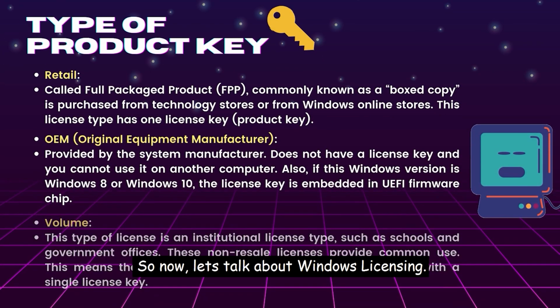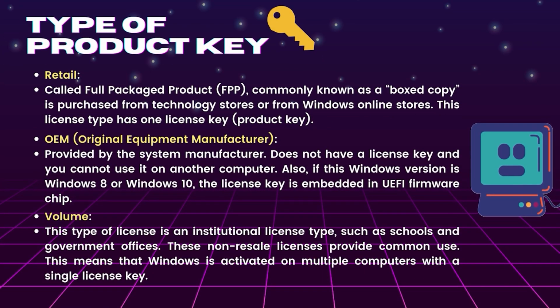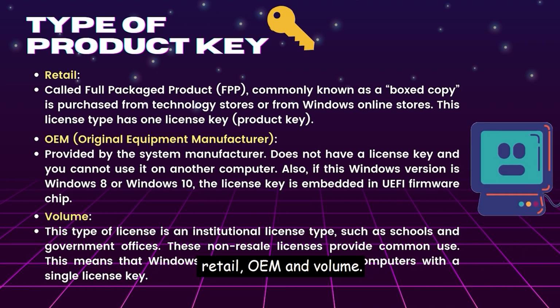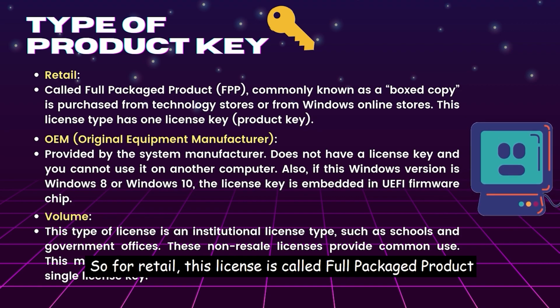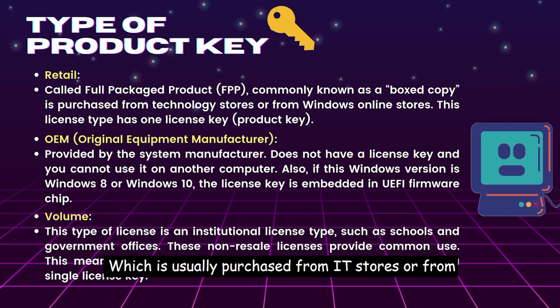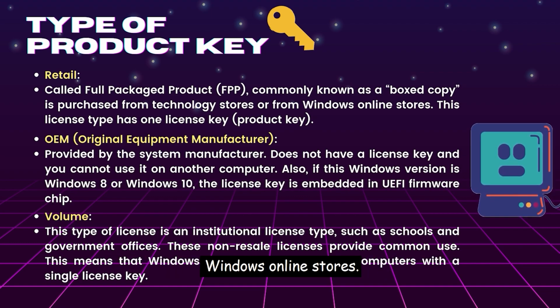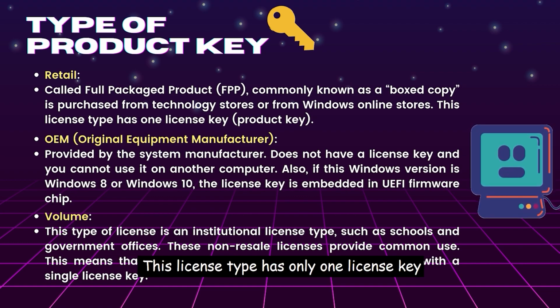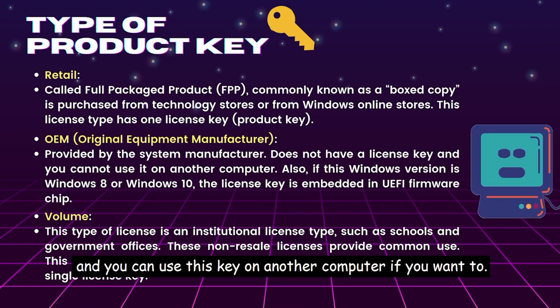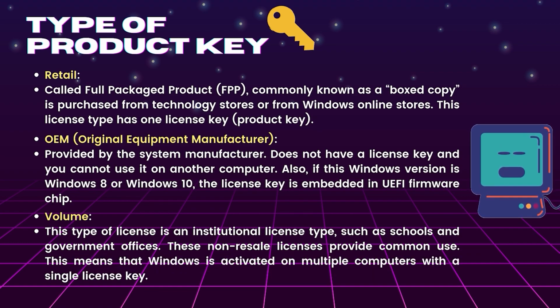So now, let's talk about Windows licensing. There are three types of Windows licensing, which are retail, OEM, and volume. So retail, this license is called full package product, or commonly known as a boxed copy, which is usually purchased from IT stores or from Windows online stores. This license type has only one license key, and you can use this key on another computer if you want to. The second one is OEM.